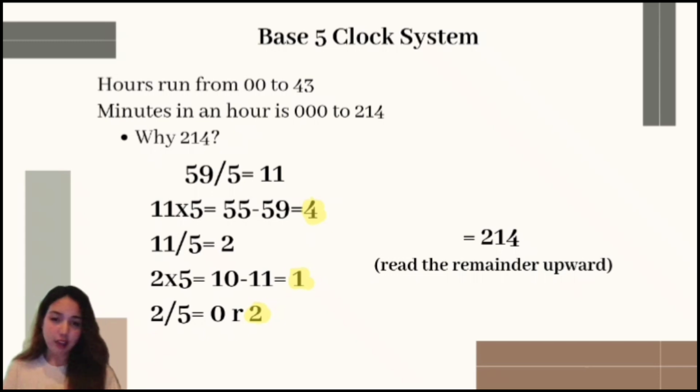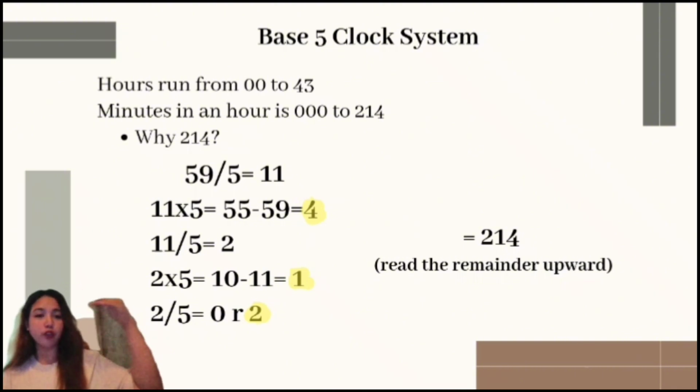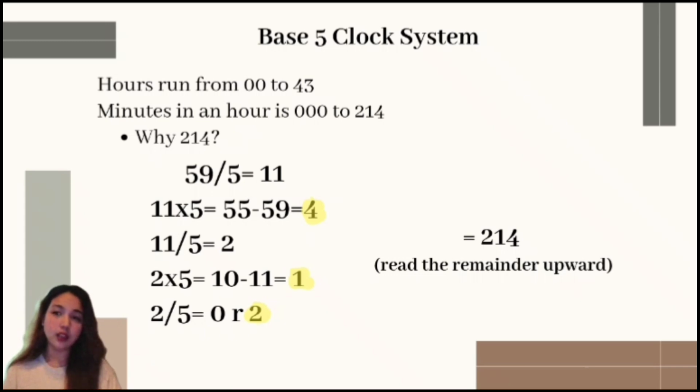Moving forward, 11 divided by 5 will be 2. So 2 times 5 will be 10. 11 minus 10 again is 1. The remainder is 1. And next is 2 divided by 5. So we all know that we can't divide it anymore, so we will get the number 2 as the remainder. So we will read it upward, 214. That's how we get the minutes in base 5.